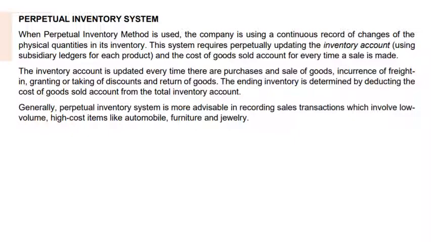And every time there is a sale of goods, you need to debit the cost of goods sold and credit the inventory. So the ending inventory is determined by deducting the cost of goods sold account from the total inventory account. Generally, the perpetual inventory system is more advisable in recording sales transactions which involve low volume, high cost items like automobiles, furniture, and jewelry.